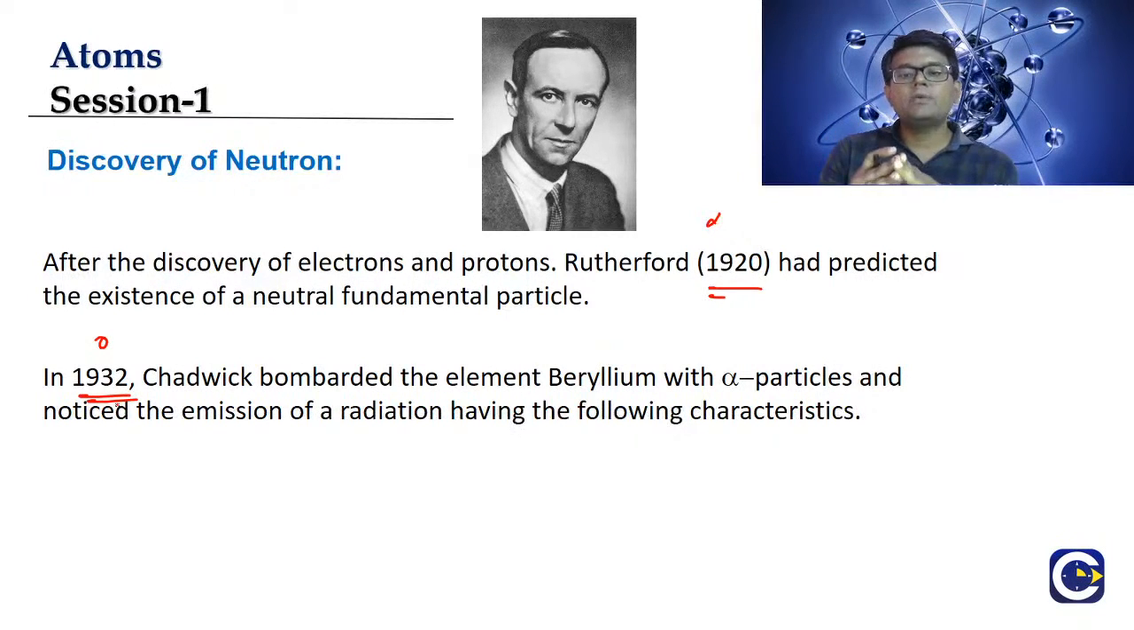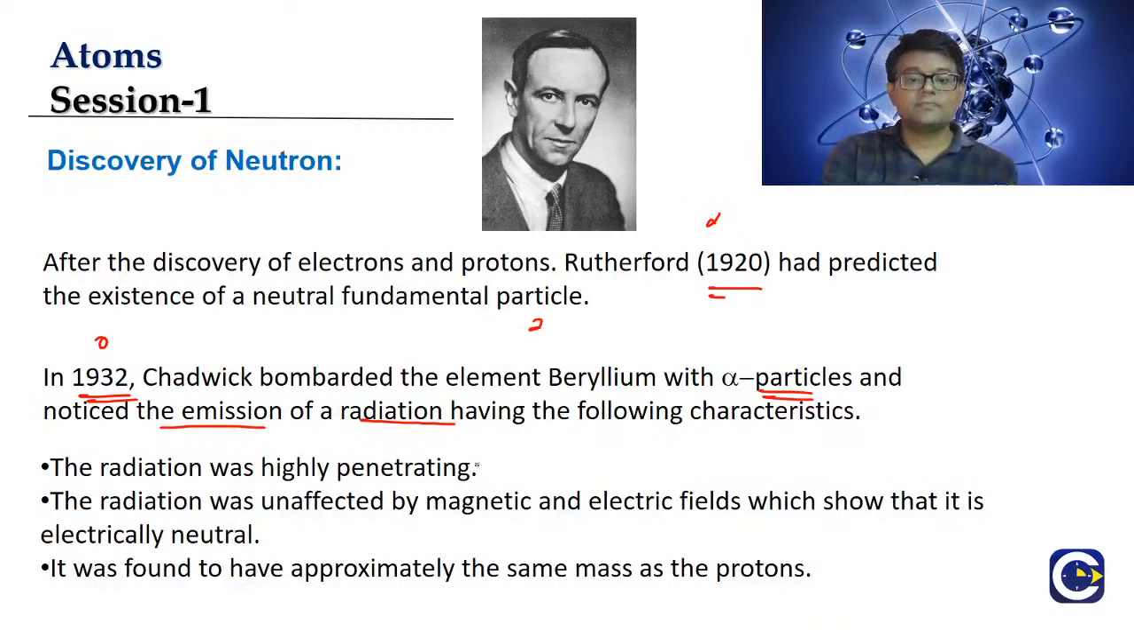He predicted that there could be neutral particles inside the atom, but it was not experimentally proven, and it was experimentally discovered by Chadwick when he was bombarding beryllium with alpha particles. He noticed that a radiation is emitted which has the following characteristics. The radiation is highly penetrating, and it is unaffected by magnetic and electric fields, because cathode rays are affected by electric and magnetic fields, and anode rays are also affected by them. So this radiation is not affected by electric and magnetic fields, which means they must be electrically neutral, and they were found to have the same mass as that of the protons.